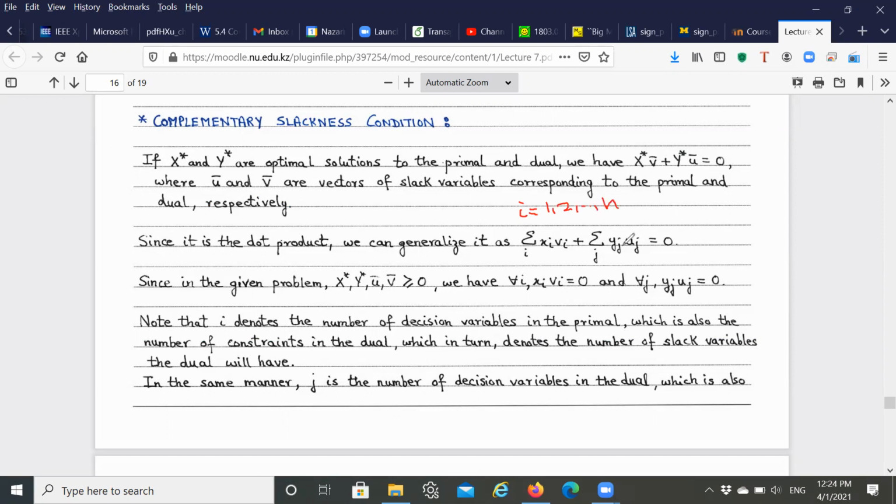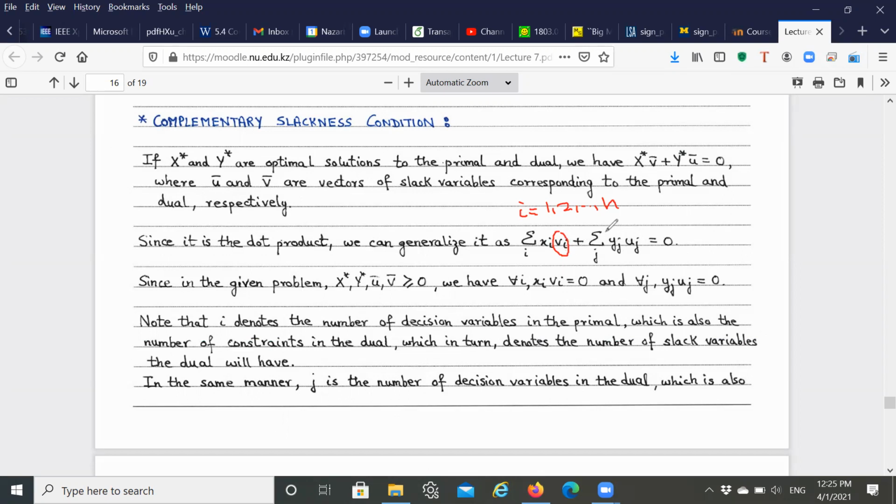We already know that if there are n decision variables in the primal, there will be n constraints in the corresponding dual. For every constraint in the dual, we have a slack variable, because in the dual the standard form is greater than or equal to. When it's greater than or equal to, you have to subtract some variable on the left-hand side to make it an equality. So we are adding one slack variable for every constraint in the dual. If there are n variables in the primal, there will be n slack variables in the dual, and that is why we have vi, where V denotes the slack variables in the dual.